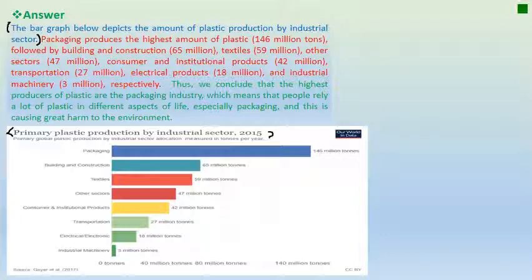Now the analysis. Packaging produces the highest amount of plastic, put the number between brackets, followed by building and construction, 65 million, textiles, meaning cloth, 59 million, other sectors, 47 million, consumer and institutional products, 42 million, transportation, 27 million, electrical products, 18 million, and industrial machinery, 3 million respectively.